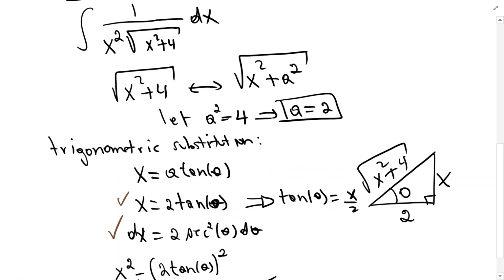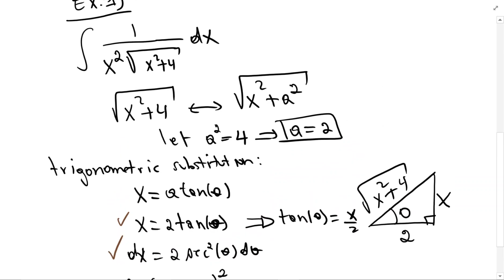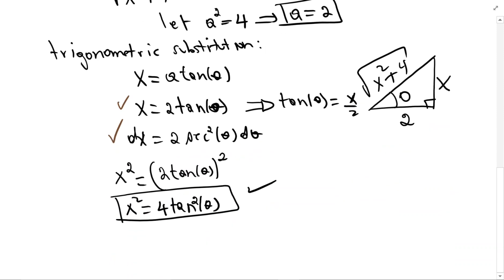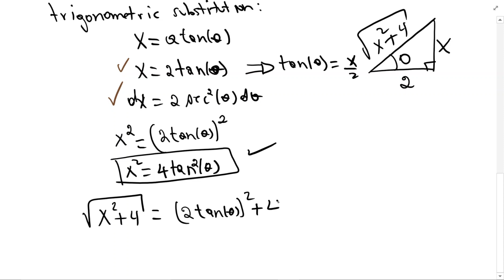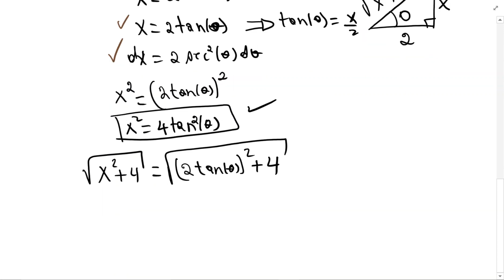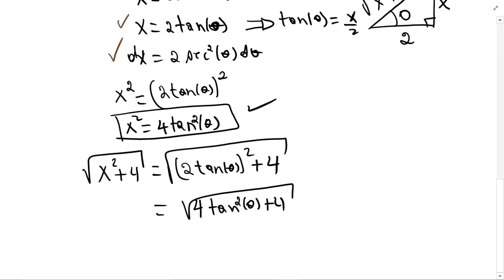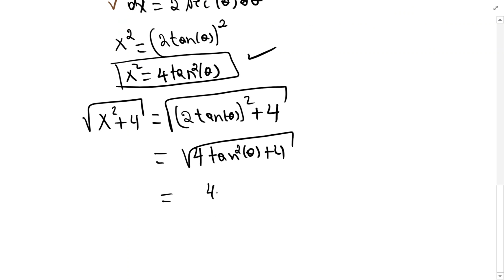When you go back to the integral, we also need the square root of x squared plus 4. Since x is 2 tangent theta, you're going to have the square root of 2 tangent theta squared plus 4. Now, when you square 2, you get 4. You square tangent, you get tangent squared, and then plus 4. And here, we can factor out 4.